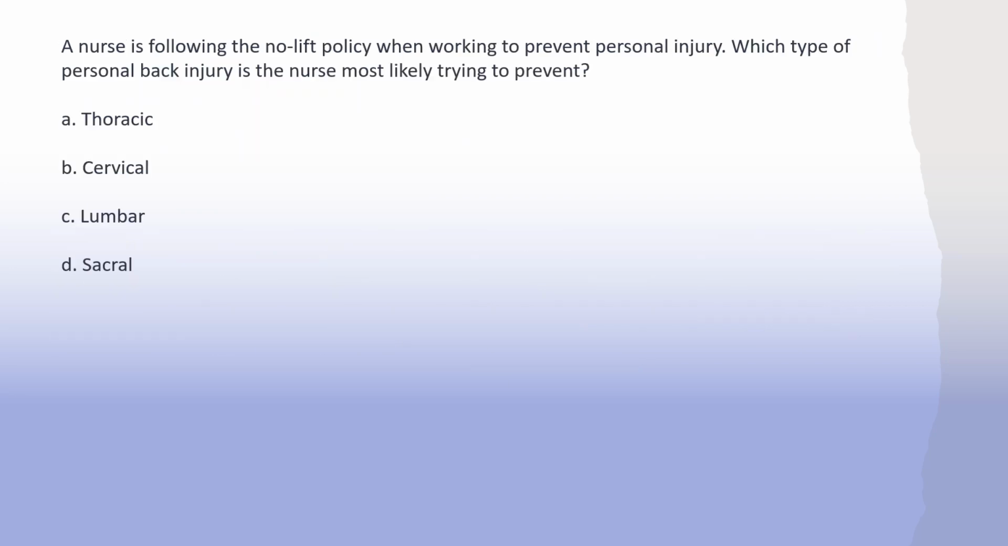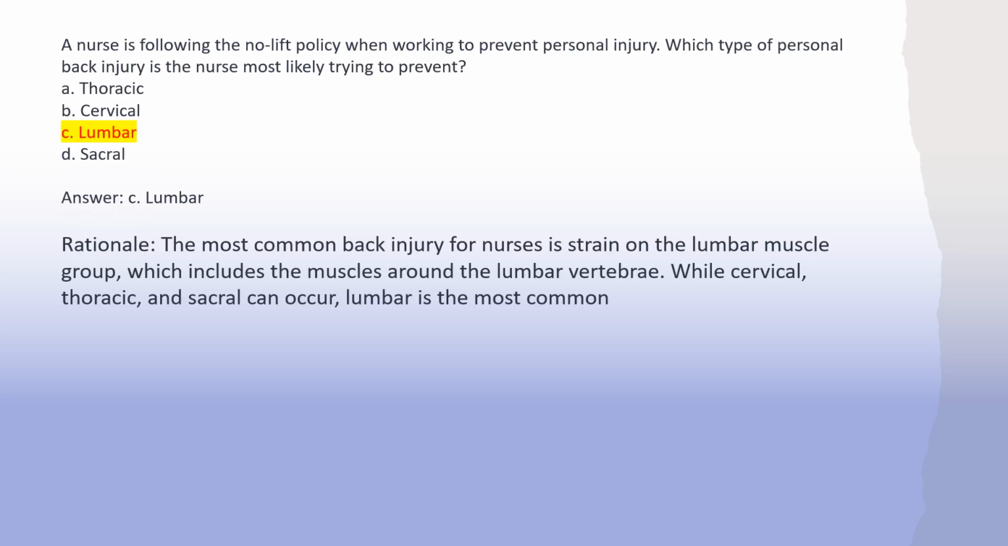A nurse is following the no-lift policy when working to prevent personal injury. Which type of personal back injury is the nurse most likely trying to prevent? A. Thoracic. B. Cervical. C. Lumbar. D. Sacral. Answer C. Lumbar. Rationale: the most common back injury for nurses is strain on the lumbar muscle group, which includes the muscles around the lumbar vertebrae. While cervical, thoracic, and sacral can occur, lumbar is the most common.